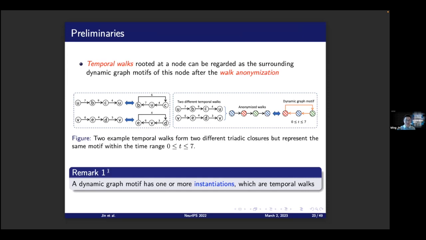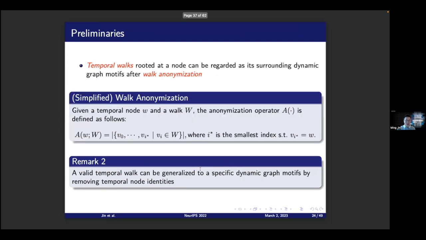So that's why we have the first remark. A dynamic graph motif can have one or more instantiations, like these two walks, which are temporal walks. And of course, we have the second remark that a valid temporal walk can be generalized to a specific dynamic graph motif after the anonymization.